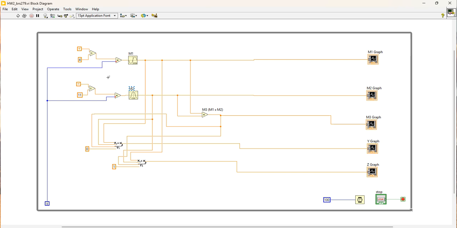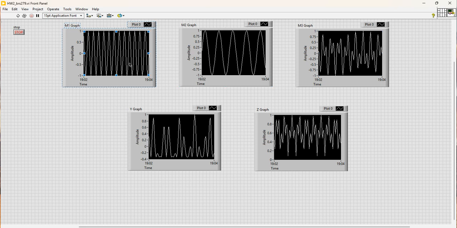And then for M1, the first function, it is sine of pi over 4 times t. So you can see here at the top, pi over 4 is calculated right here, and then that is multiplied by the loop iteration of the while loop, which acts as the t variable. And then that's fed in as the argument of the sine function here. And then that's fed over here directly into a graph.